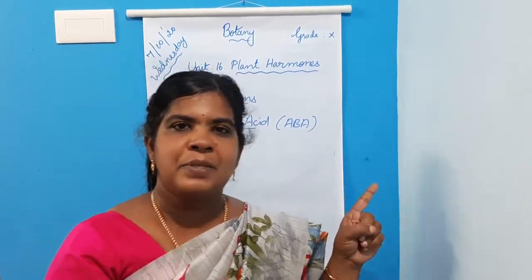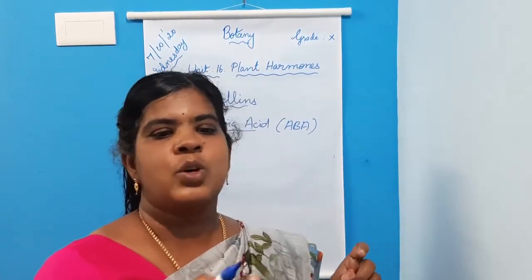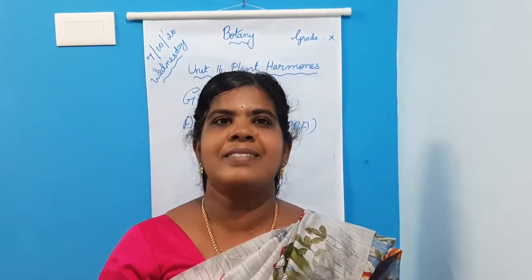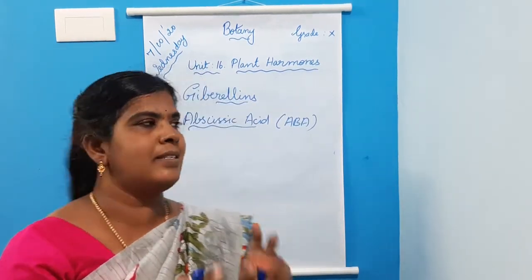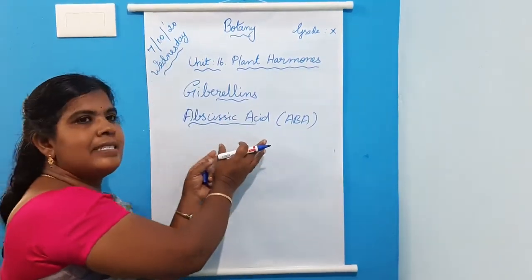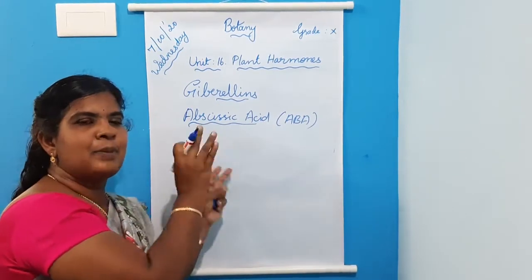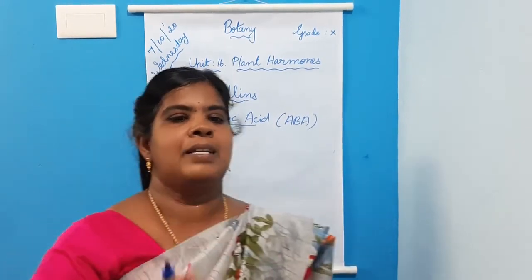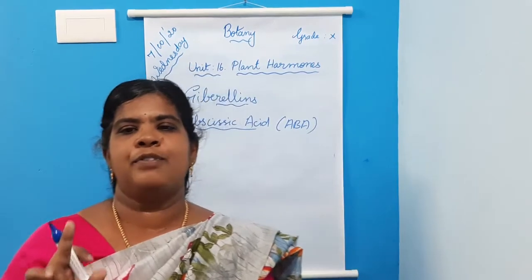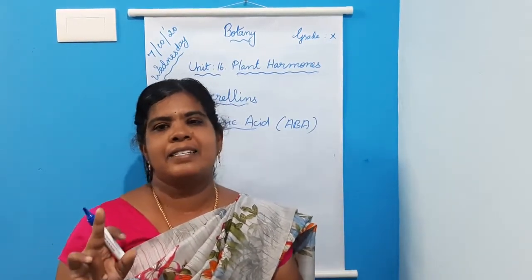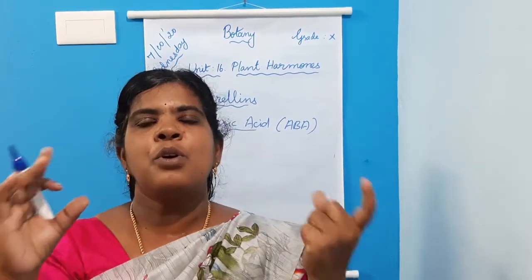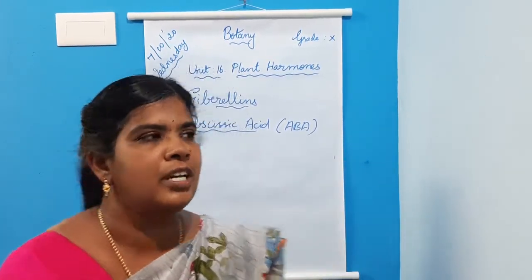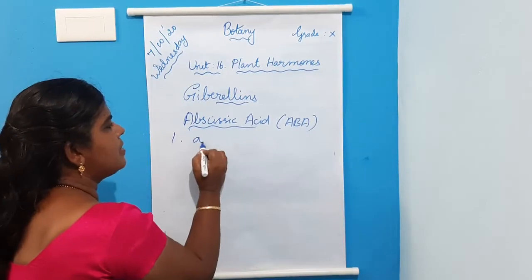This abscisic acid increases the tolerance of plants for various kinds of stress. So it is also called stress hormone. It is found in the chloroplast of plants. Next is the physiological effects of abscisic acid. First one is it promotes abscission. What is abscission?